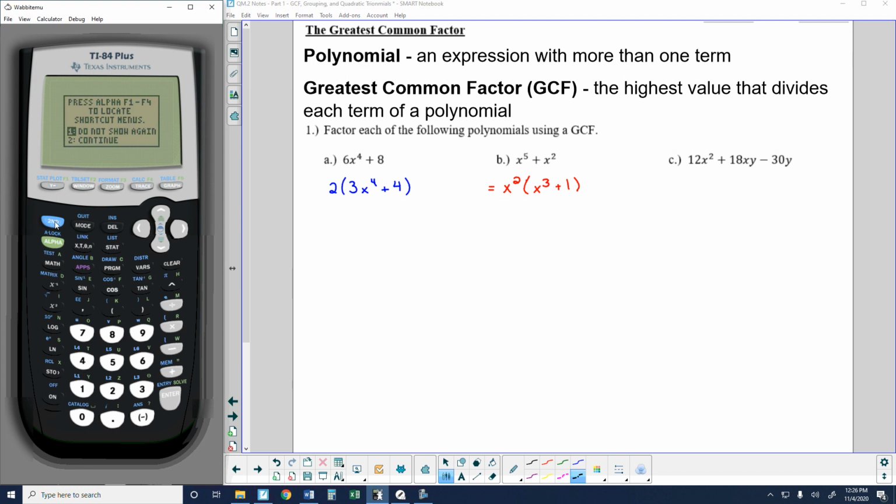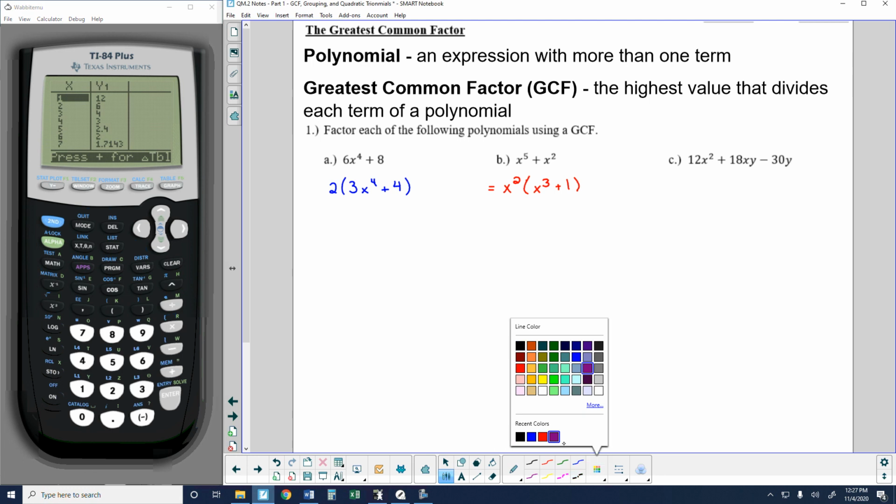Remember, if you don't remember what they are right off the top of your head, you can use a calculator. I could type in y equals 12 divided by x, look at the table, and any whole number paired in the x and the y column would be factors of 12. So 1 and 12, 2 and 6, 3 and 4. So out of those numbers, 1, 2, 3, 4, 6, and 12, what's the largest number that also could be a factor of 18 and 30? If you said 6, then you'd be correct. So what we can factor out here in this case is 6, no variable.